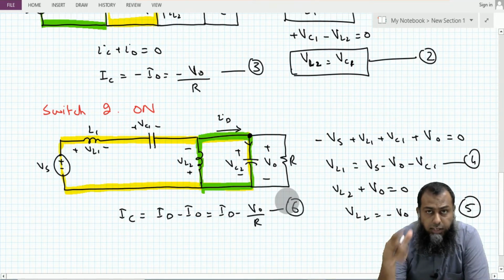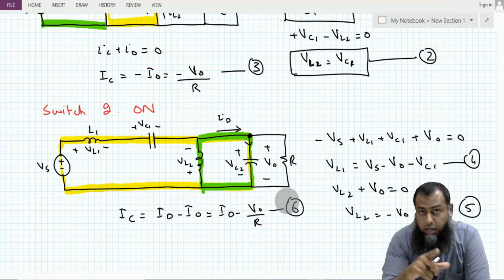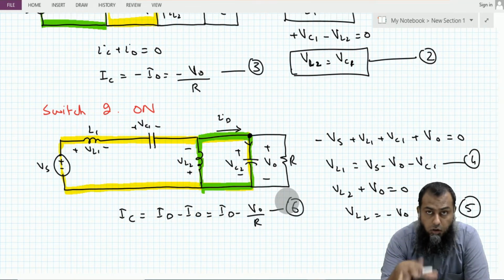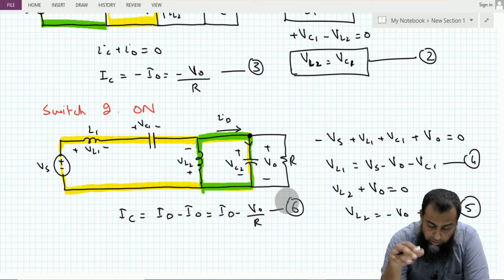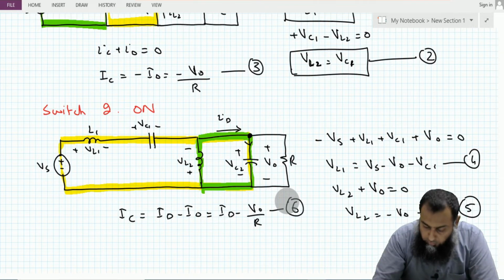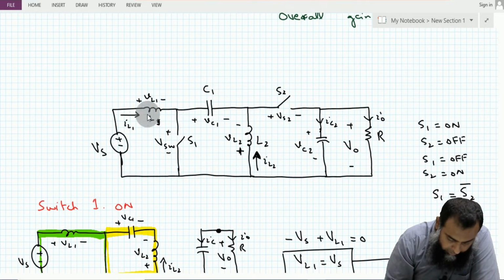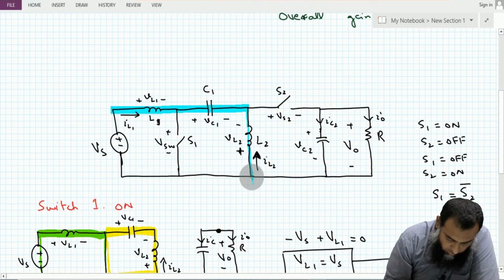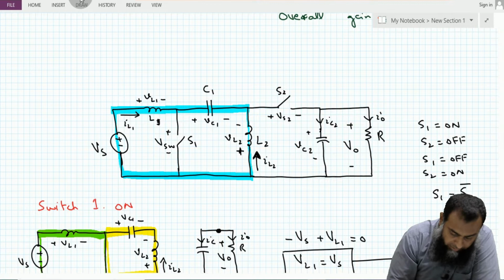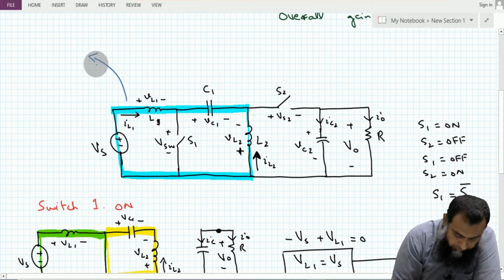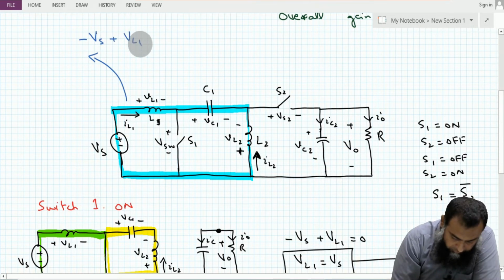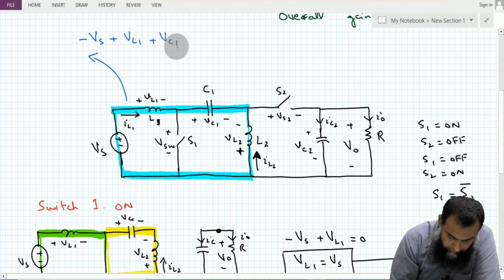Now if you notice one thing here, that we have no information about the voltage across this particular capacitor C1. So in order to find out the voltage across the capacitor C1, we can apply a KVL in this whole loop. So if I apply the KVL here, then this is equal to minus Vs plus VL1 plus VC1 minus VL2, that is equal to 0.